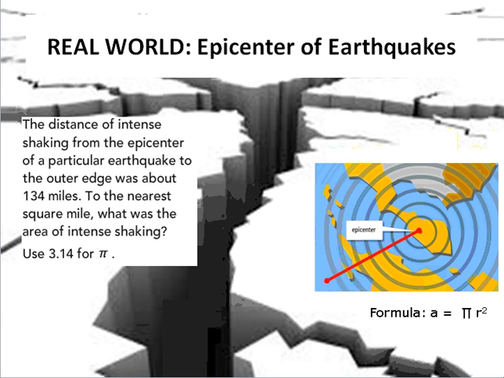One of the real world examples that we have today is an epicenter for earthquakes. It says the distance of intense shaking from the epicenter of a particular earthquake to the outer edge was 134 miles. To the nearest square mile, what was the area of intense shaking? So how much area was shaking? First we're going to need our formula. Area equals pi r squared because we're talking area, so it's r squared. And we see the epicenter, and we know from here to here our radius is 134 miles.